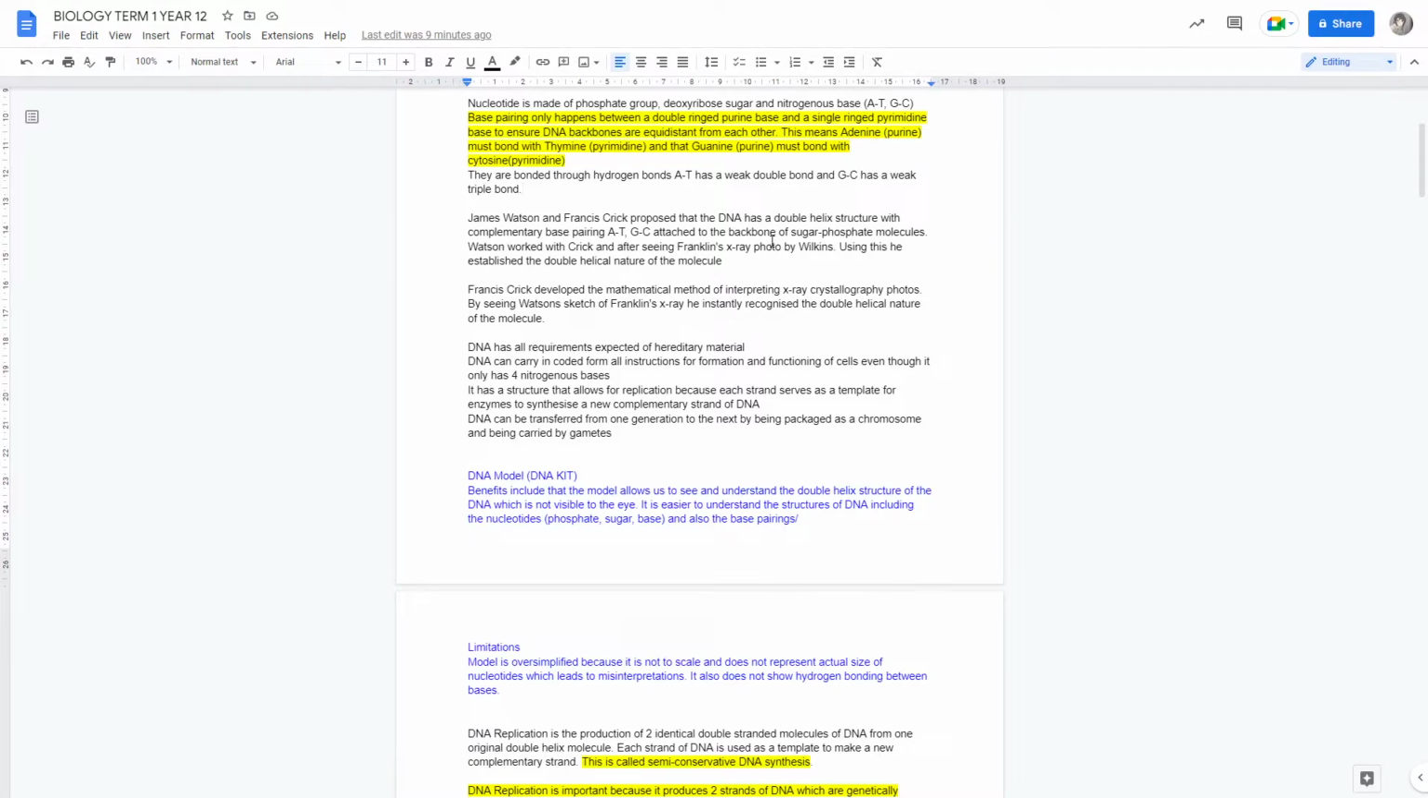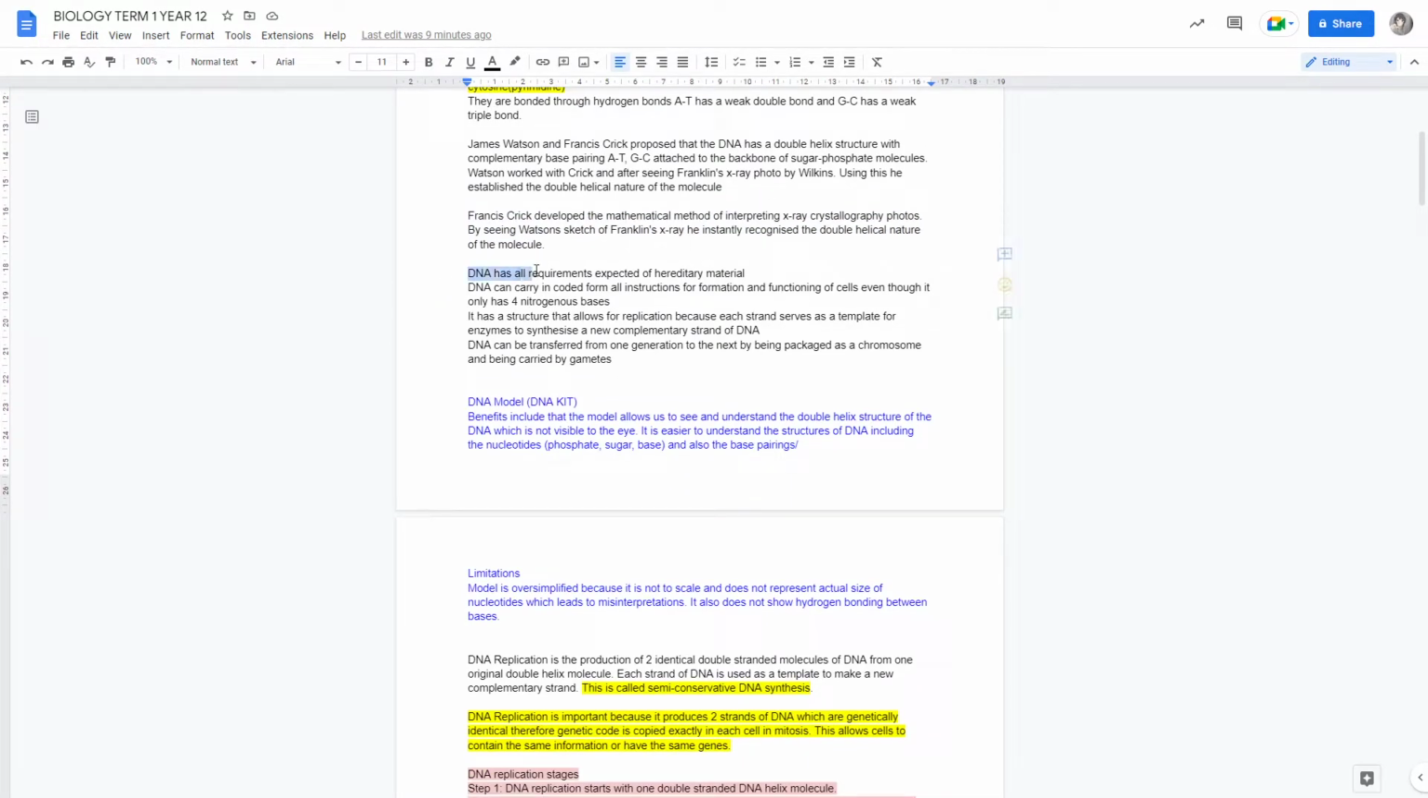Franklin was a woman who took an x-ray of the DNA, but during her time, women weren't really appreciated. So Wilkins stole the x-ray and showed it to Watson and Crick. Now, they were able to use all this to establish the double helical nature of the molecule. Here we can see a better explained version of what I just said.